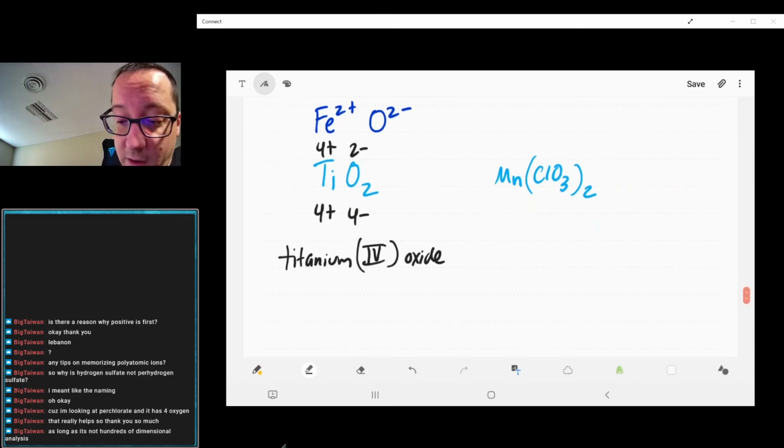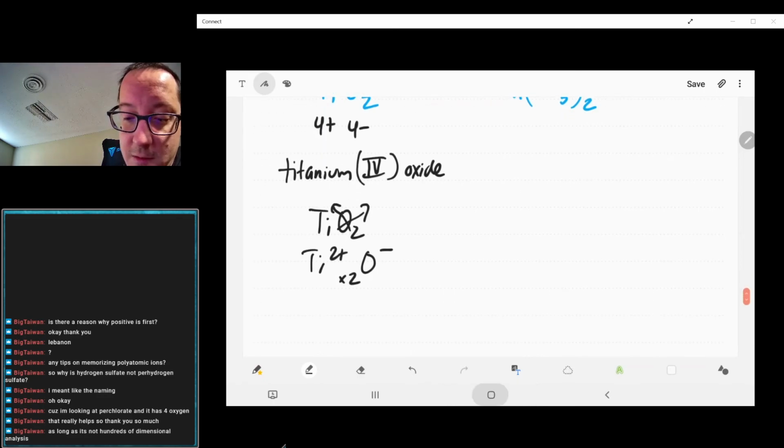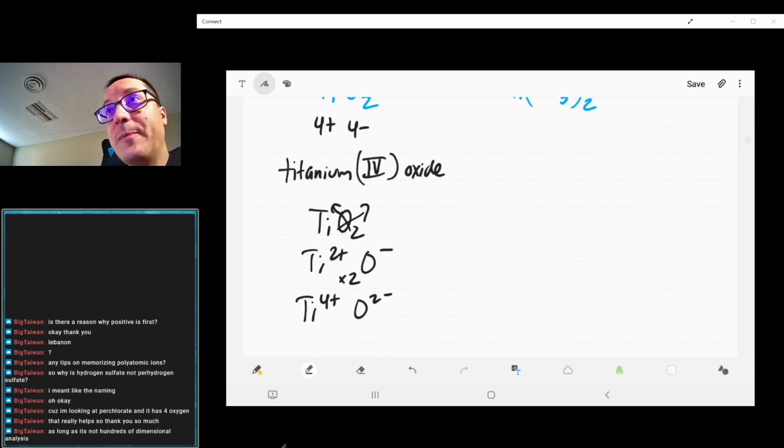If we were to try and crisscross it, we would have the same kind of problem that we had last time. We would get titanium 2 plus and O minus. So we would need to multiply this by 2, and we would get Ti 4 plus and O2 minus. So we'll get the right answer with crisscrossing, but we just have to be careful. That's the only thing.